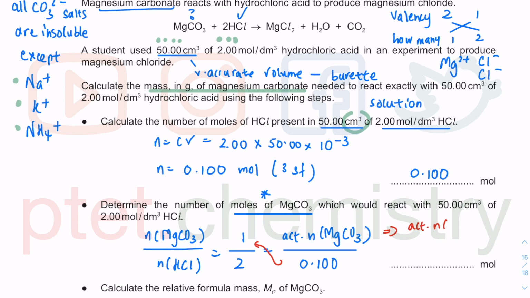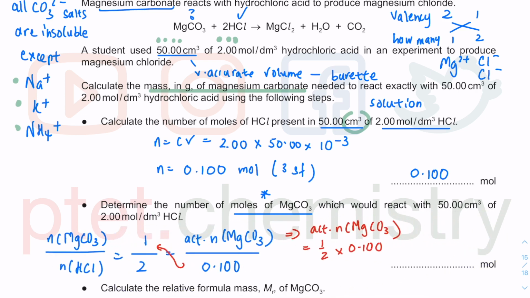So the actual mole of MgCO3 is equal to 1/2 times 0.100. Should perhaps move my working a little bit to one side so that I would have enough space there. So my previous answer divided by 2. Again, 3 significant figures, consistent with the data accuracy in the question as given earlier.